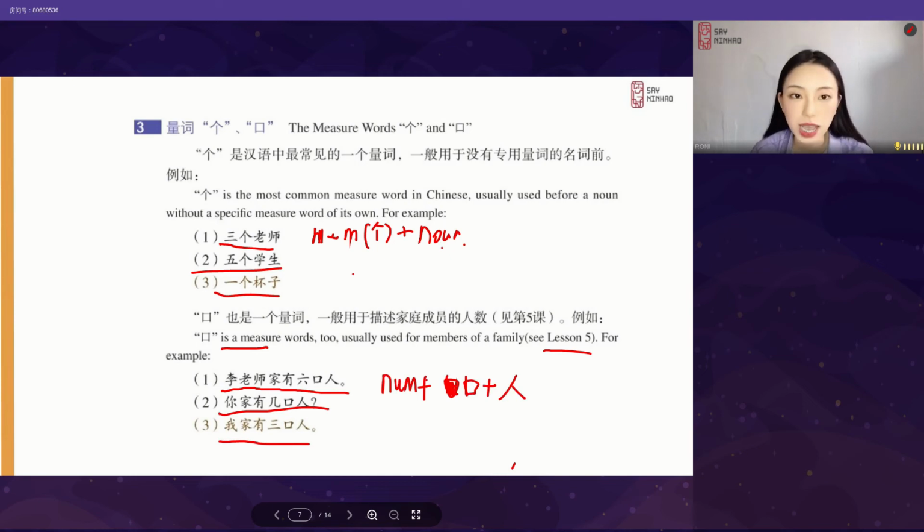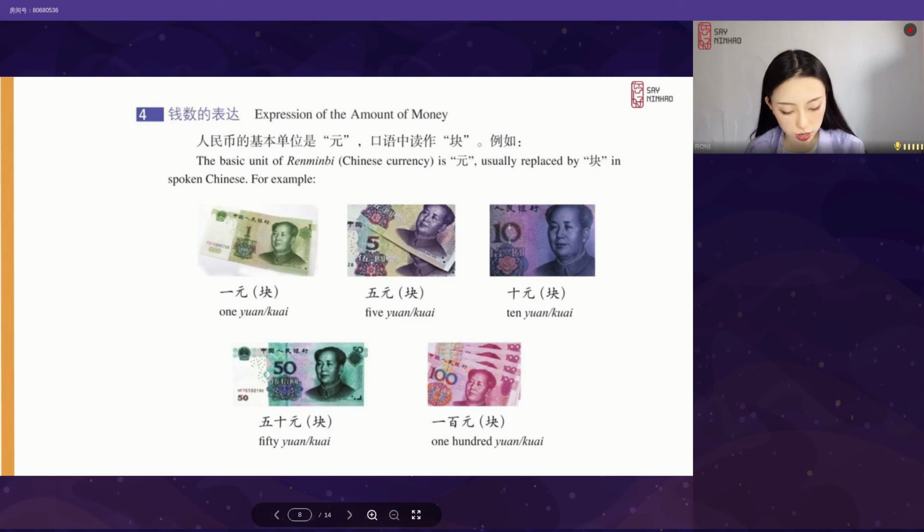Next one, 我家有3口人. 我家 my family, 有 have, 3口人 3 people. Okay, this is the measure word 个 and 口. 个 is a general one and 口 is usually used to count family members. And there are some special occasions, but we are not going to talk about it today.